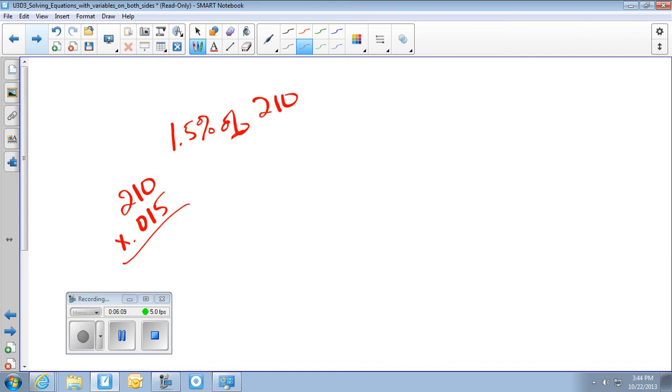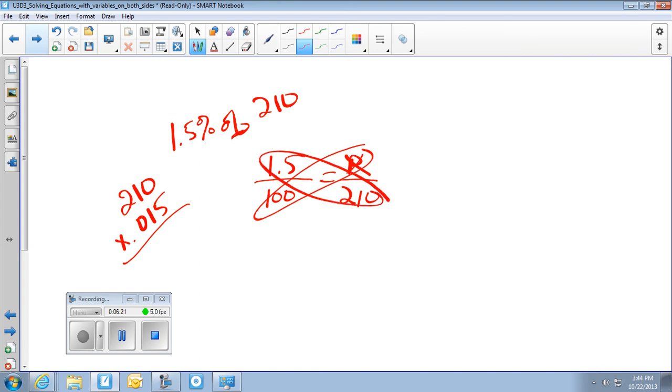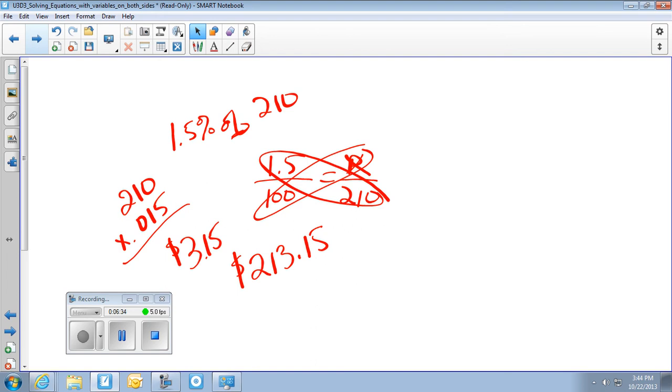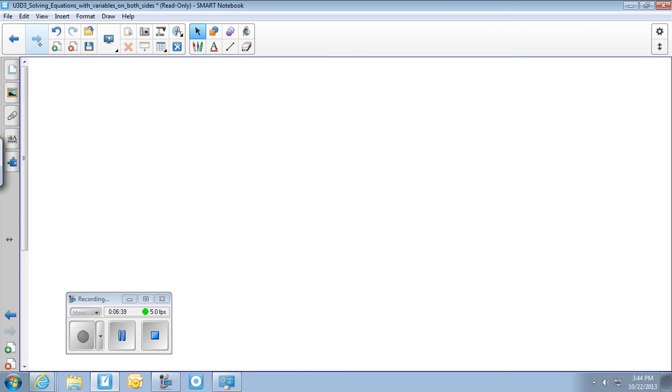That's one way to find it. Or I can do 1.5 over 100 equals part over the whole, or just make it x over 210, and do my cross products to solve. Either way, you should get $3.15. That's going to be the increase. So the new monthly bill would be $213.15, adding that increase.